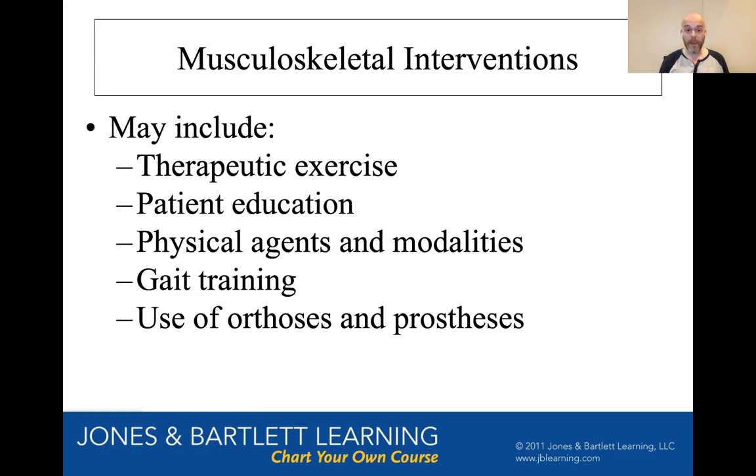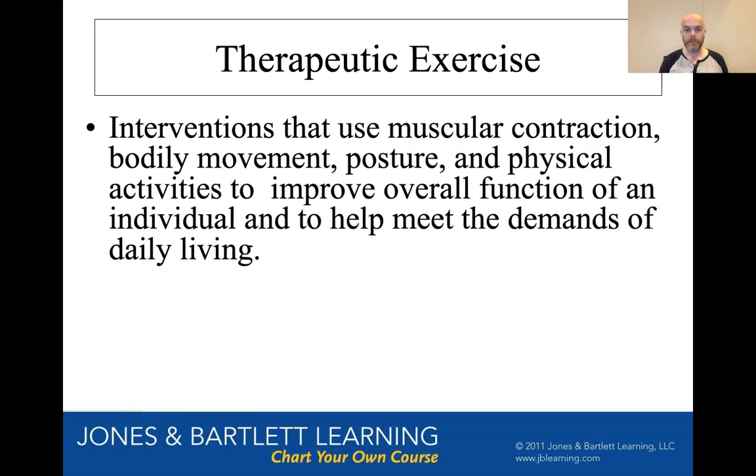We do things like helping them make their walking better. So we can do gait training, training them to make their walking into a more normal pattern. And then use of orthoses, which are external braces that may go around the leg, and prostheses, which are artificial limbs if you have an amputation.